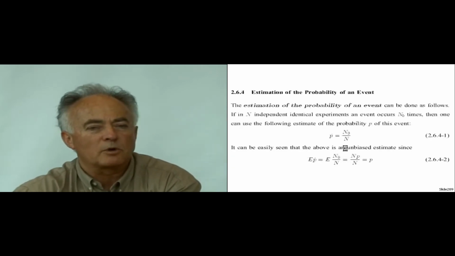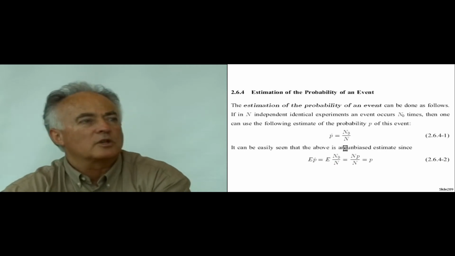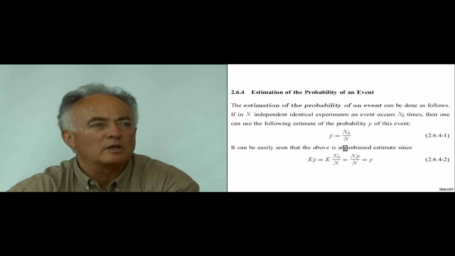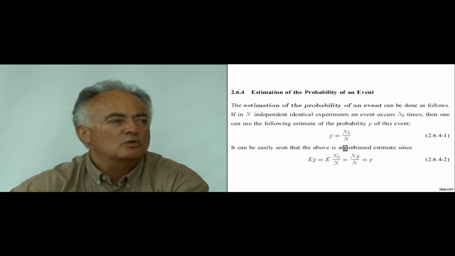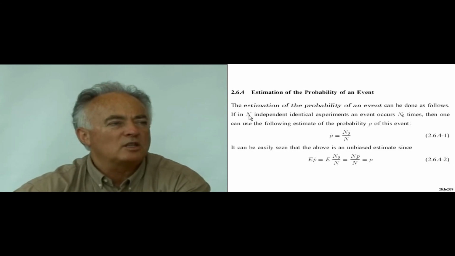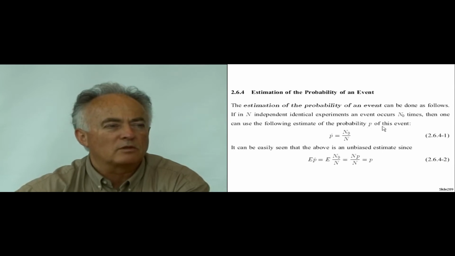A second example we are going to consider is estimation of the probability of an event. So now we are talking about a discrete occurrence. Assume that you have n independent identical experiments. In these experiments, an event occurs n0 times. We can estimate the probability of this event by p hat equal to the ratio of n0 over n.